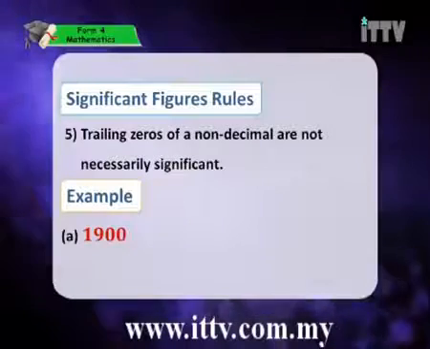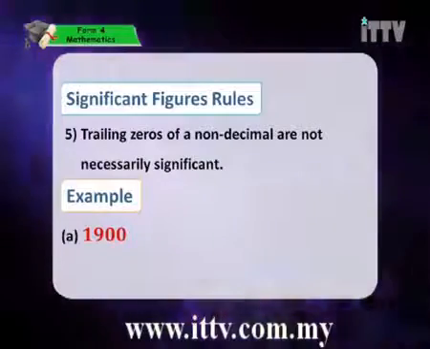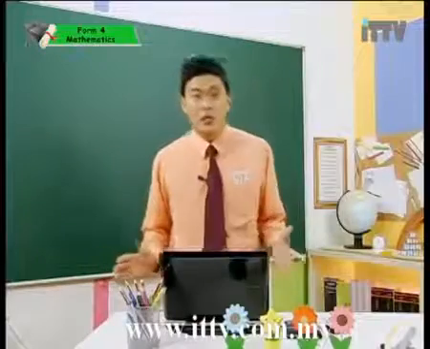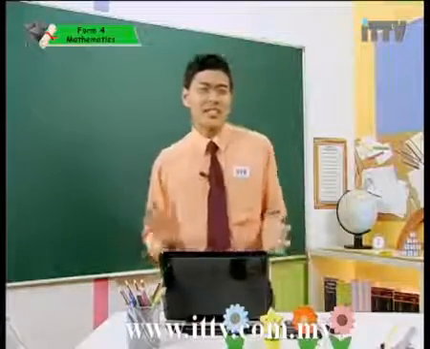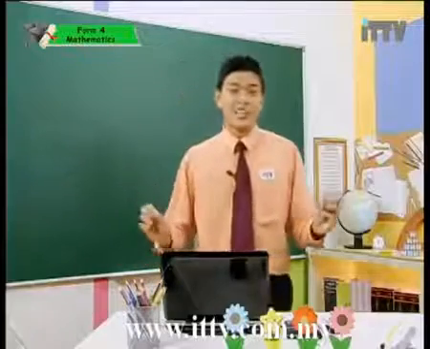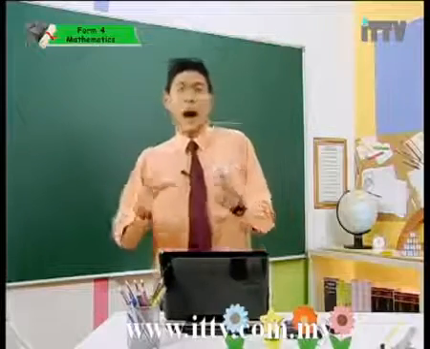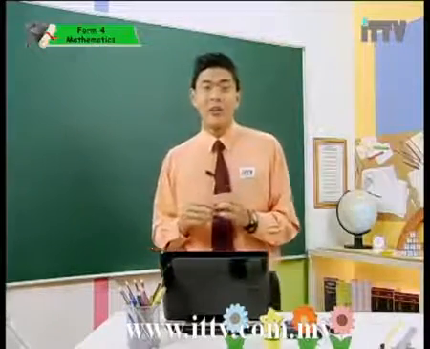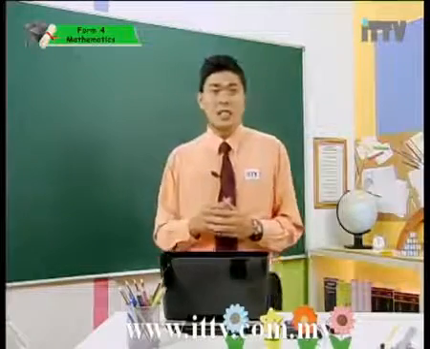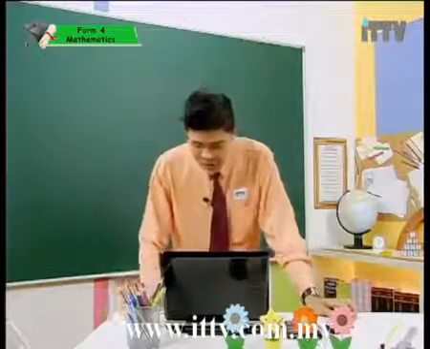Alright, the final rule of significant figures: trailing zeros of a non-decimal are not necessarily significant. Alright, rule 5 is what I call an ambiguous rule. Why? Because this rule is actually uncertain. Because trailing zeros of a non-decimal, if we have a number which is not a decimal and the zeros happen to be parked at the end of that number, that zero may or may not be considered as a significant figure. I want you to see here to understand what I mean.